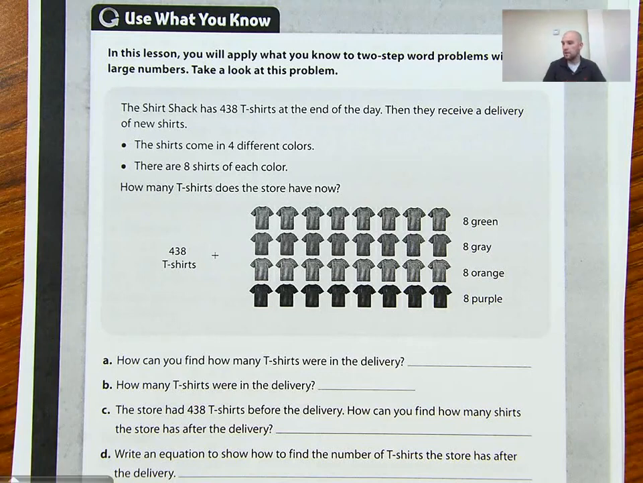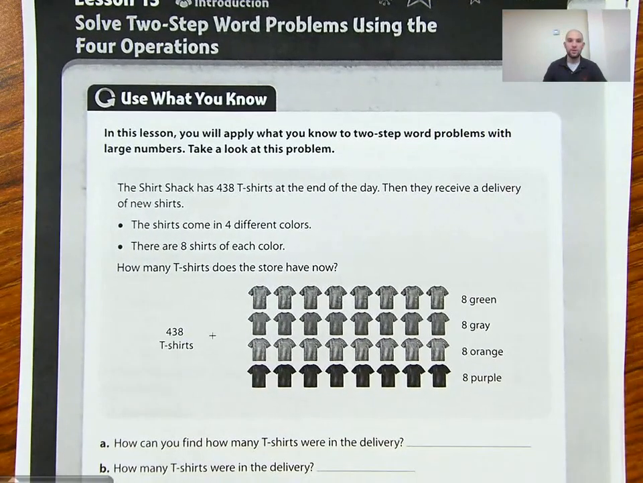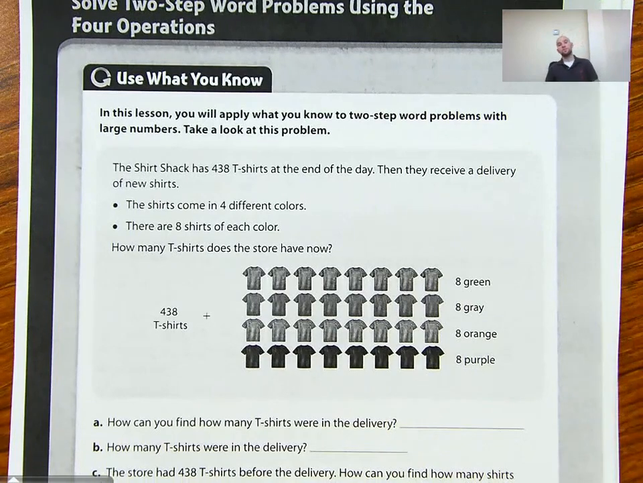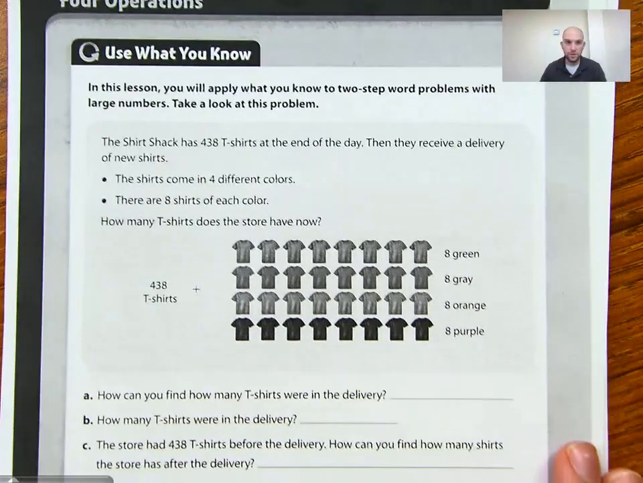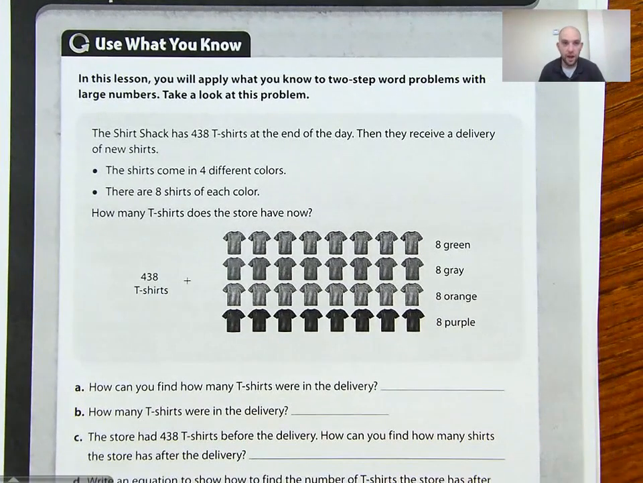Today we are doing Grade 3 Ready Lesson 13, which is solving two-step word problems using the four operations. Four operations being addition, subtraction, multiplication, and division. We're going to start with this use what you know section. It says in this lesson you will apply what you know to two-step word problems with large numbers. Take a look at this problem.